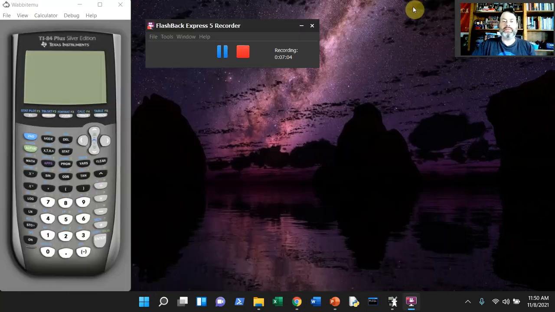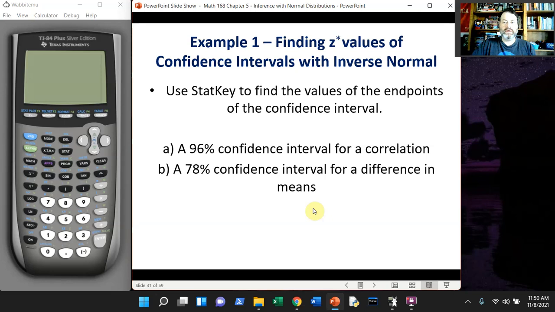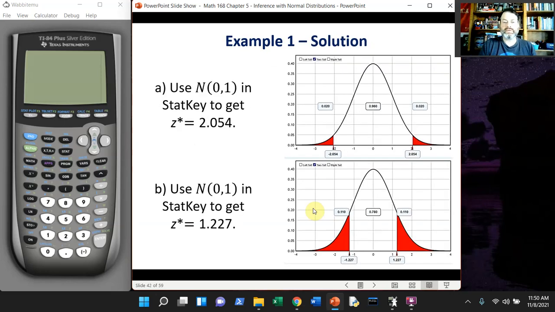All right, so that was that problem. And there's the answers. Obviously, make sure you can do this. So if you want to pause and try both of these on your own, go ahead and do that.